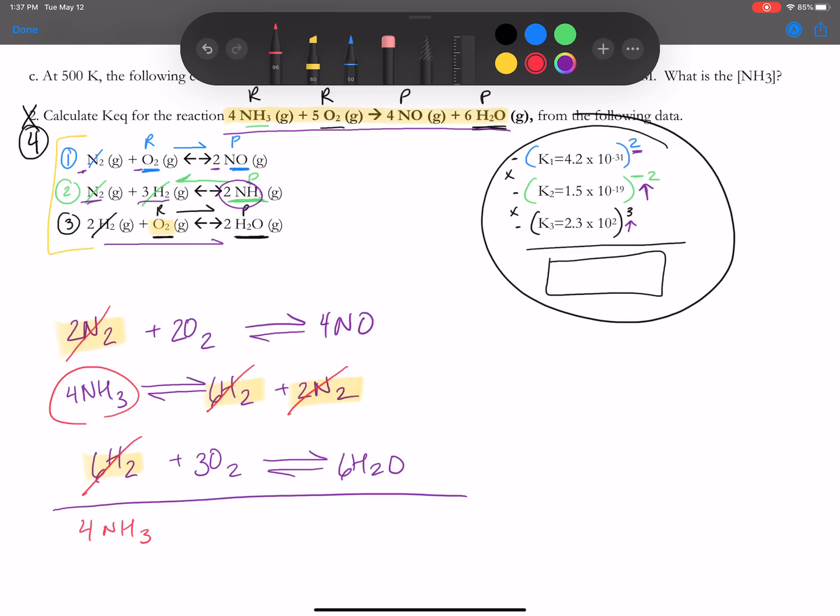So now I can go back and see that I just have 4NH3 remaining as a reactant. The other reactants that I have remaining are my 2O2 and 3O2. So 2 plus 3 is 5O2. And now I've taken care of my reactants. The only remaining products that I have are my NO and my H2O. So now my products are 4NO plus 6H2O.